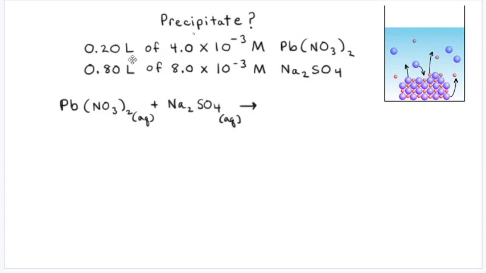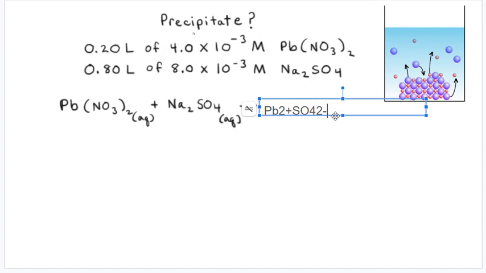When it's asking us, will these two things form a precipitate? The first thing we need to do is say, okay, what is this going to make? We have a double replacement reaction. So we're going to get Pb and then SO4. The charge on Pb, I can tell right here, is a 2+, and SO4 is a 2- because Na is a 1+, so SO4 has to be a 2-.